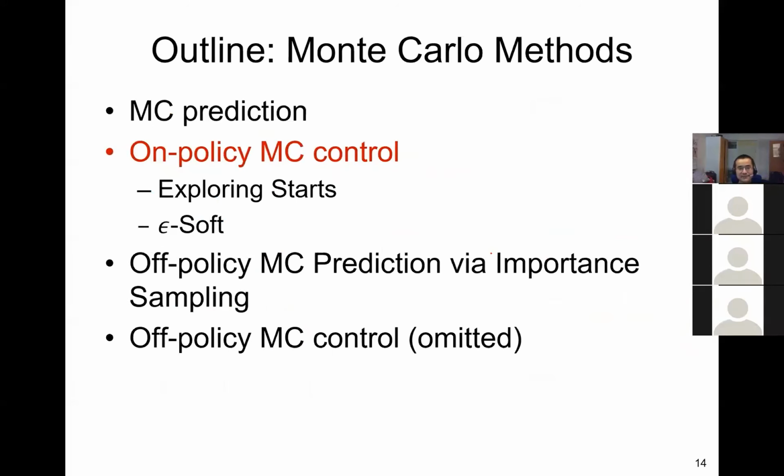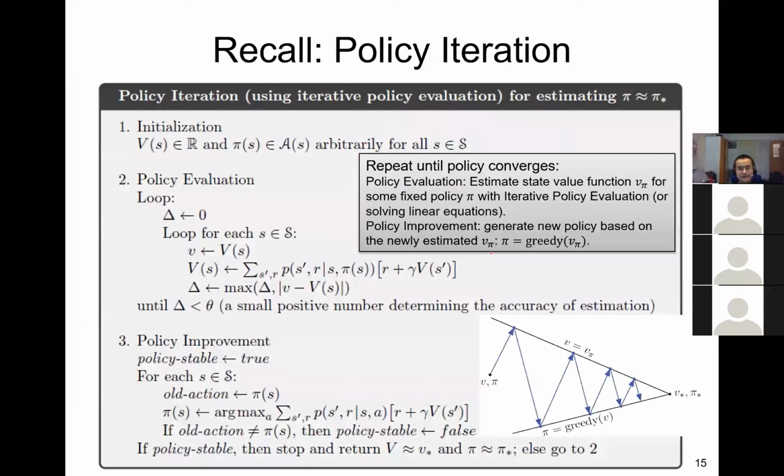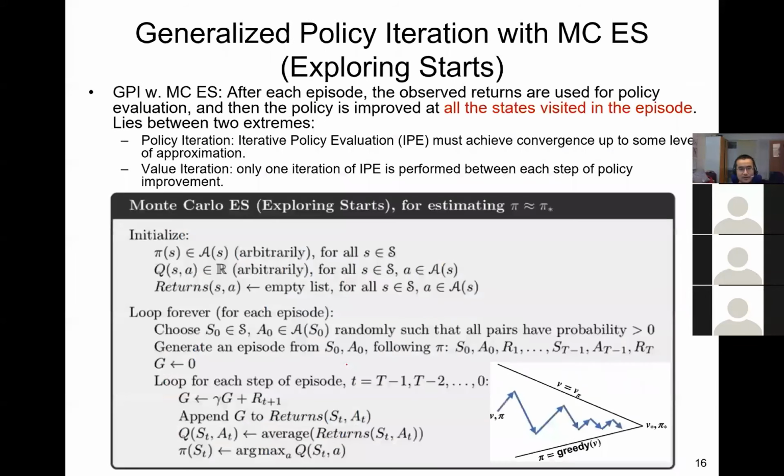So that's for MC for prediction. For MC for control, this is the previous slide on policy iteration, where you have policy evaluation followed by policy improvement. Now with MC exploring starts, you can do generalized policy iteration. After every episode, the observed returns are used for policy evaluation, and then the policy is improved at all the states visited in the episode.